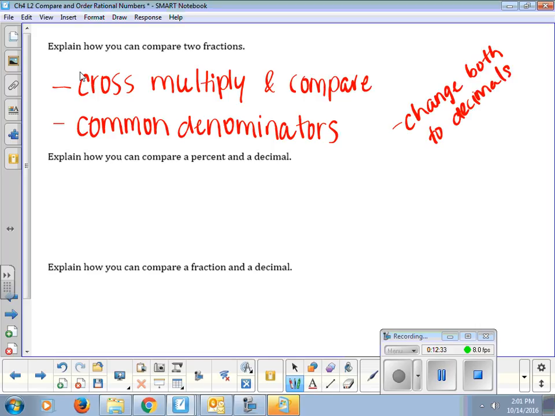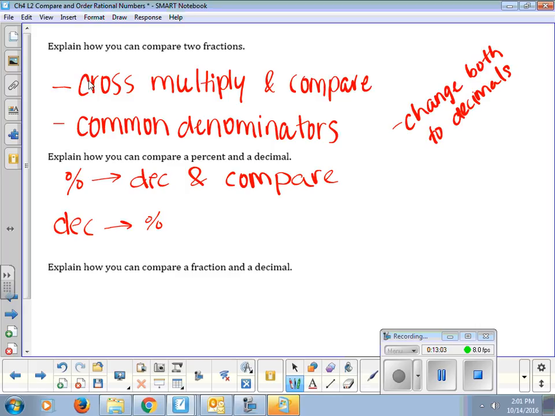Okay, for the second part, how can you compare a percent and a decimal? Put it over 100. Yeah, you could write your decimal over 100. You could change them both to write them over 100, or you could change your percent to a decimal and compare. Or you could take your decimal and change it to a percent. When you're going from a percent to a decimal, you would divide by 100. If you're going from a decimal to a percent, you would multiply by 100.